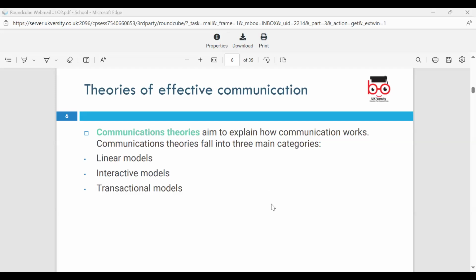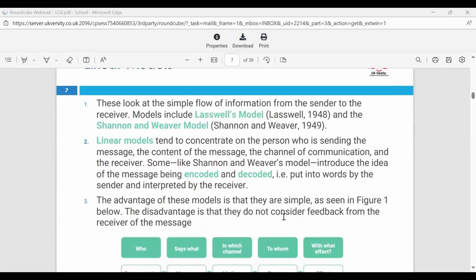So the first one we're going to look at is the linear model, and this is also called the action or transaction model. This model describes communication as a one-way, single direction process, where a sender transmits a message to a receiver without providing any sort of immediate feedback. It's a one-way flow, and the receiver does not provide immediate feedback. The model is straightforward, and it's a simplistic representation of the communication process. So it's quite a simple model, and it's used quite often.